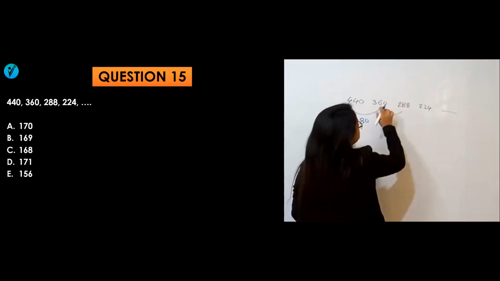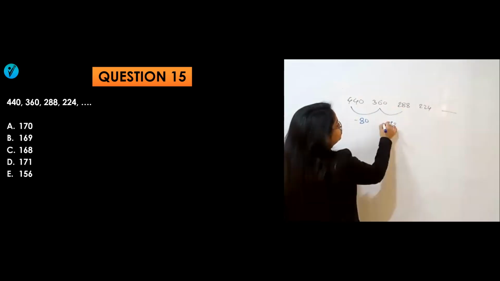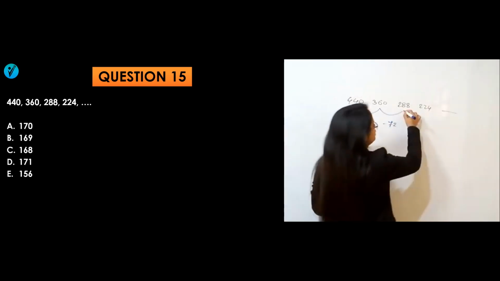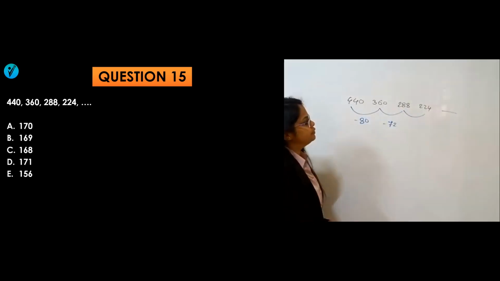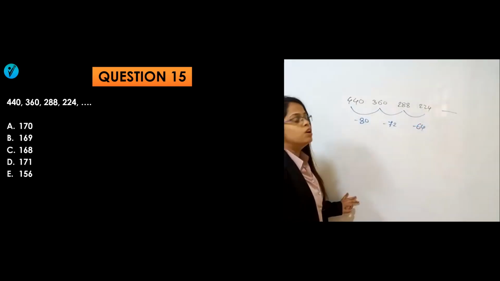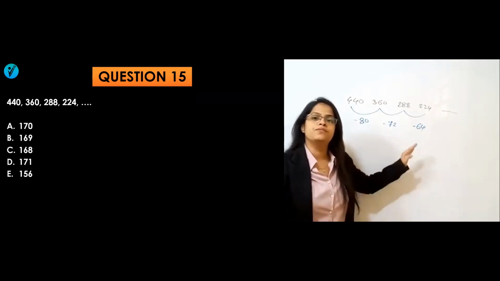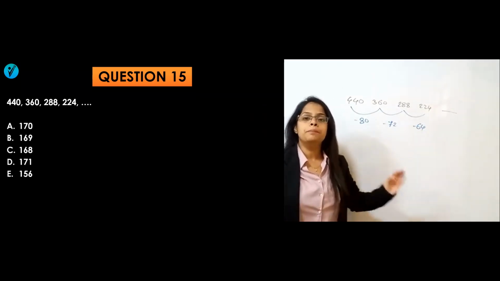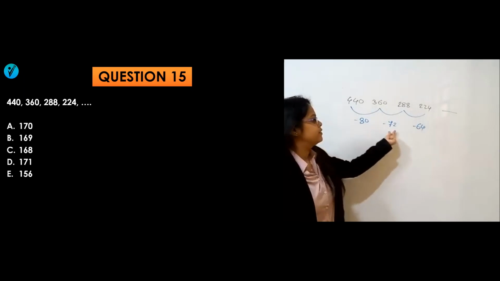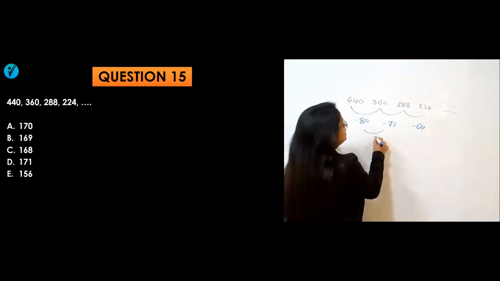Here, what is the difference? 12 and 60, that means 72. Minus 72. Here, what will be the difference? 44 and 20 means 64. Minus 64. So if you see 80, 72, 64, that means this difference is also taken as a minus 8, right? 80, 72, 64 means the difference of the difference is also how much? 8, 8 is the difference.